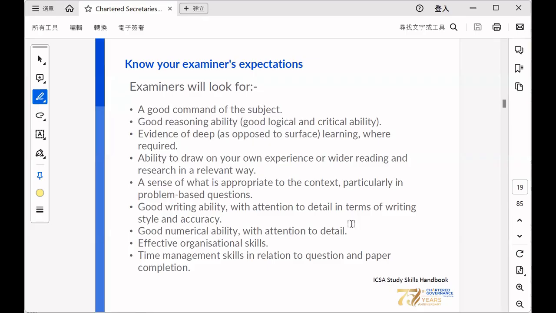You're able to structure yourself logically in the answer. I think the best way to do it is to structure according to the question requirement. We'll look at some more examples later on. Deep learning, right? Not just something that you can recite, you should be able to apply it to the scenario as well.